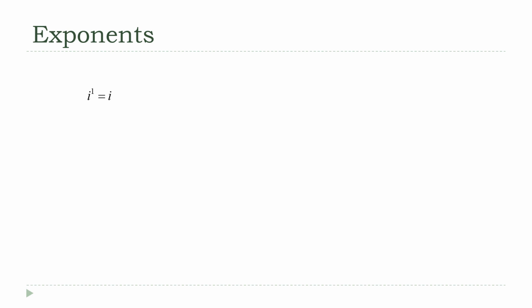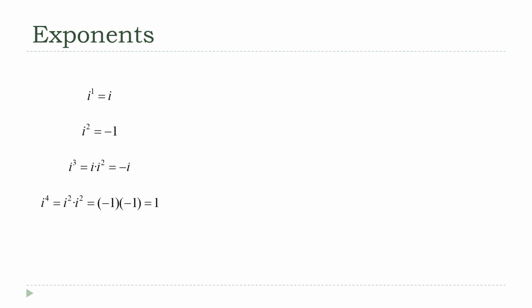All right, so let's work through some of these. I to the first, that's just I. I squared is -1. That's our definition. Okay, well, how about I to the third? Well, I to the third is I times I squared. I squared is -1, so that's just -I.